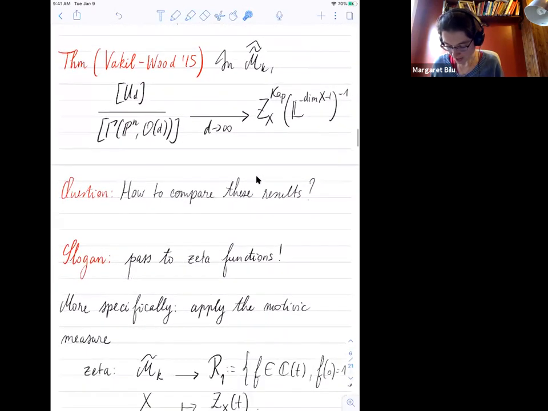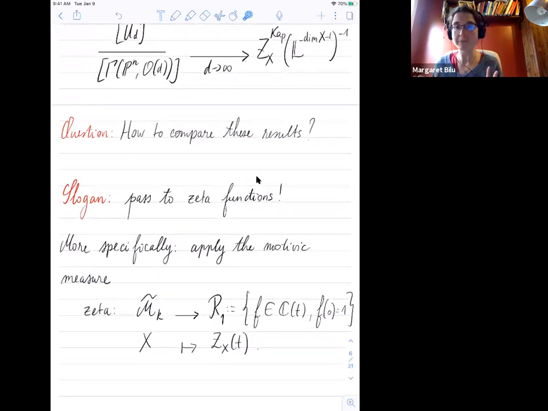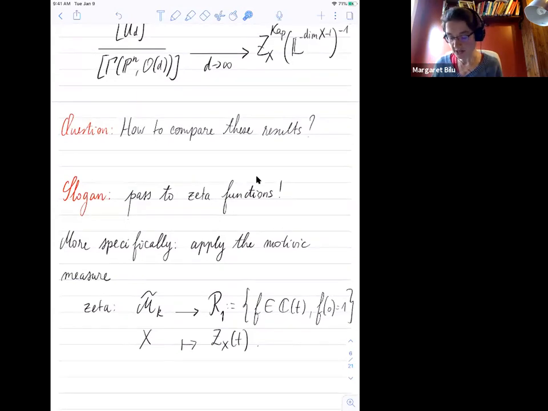So we are going to apply the following motivic measure. When I say motivic measure, I just mean a ring morphism from the Grothendieck ring of varieties into some other ring. Here, my motivic measure is what I will call the zeta measure. I associate to a variety its zeta function, the classical zeta function of X over F_q. And what is the ring? As a set, it's just the complex rational functions which take the value 1 at 0. Okay, so I now have to explain a lot of things.